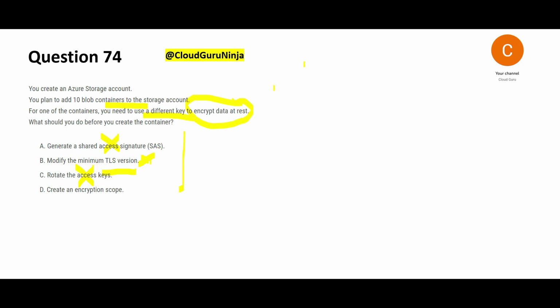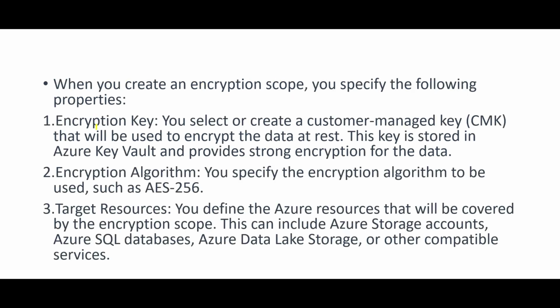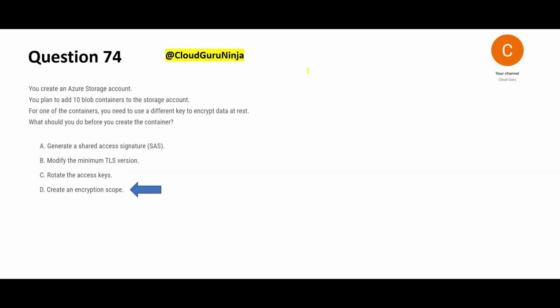The first step is you create an encryption scope. What does creating an encryption scope mean? You are referring to the process of defining encryption settings and key management. Encryption scopes are used to configure and manage encryption of data at rest. Simple thing, that is exactly what our question needs. With an encryption scope, you provide the following properties. You are setting up the encryption key, selecting whether you want customer managed keys and so on. Then which encryption algorithm you want, such as AES 256. Then what are your target resources? Is it data lake storage or SQL databases and so on? That's why this would be our final answer.